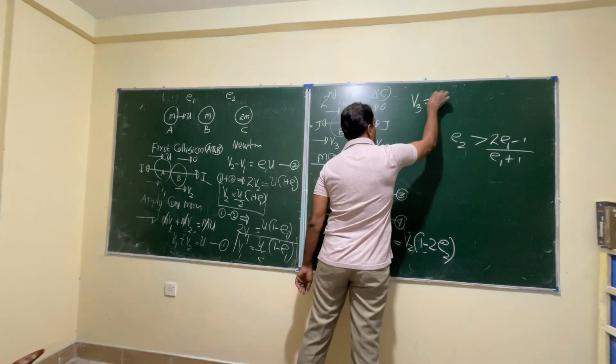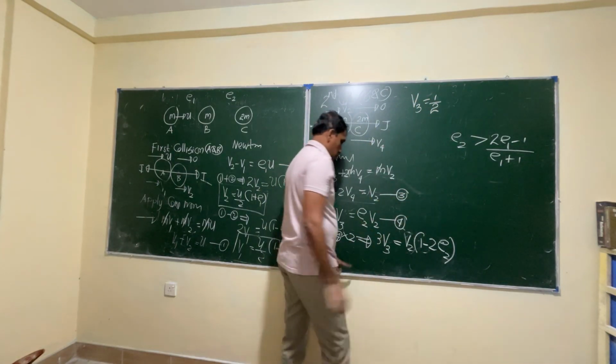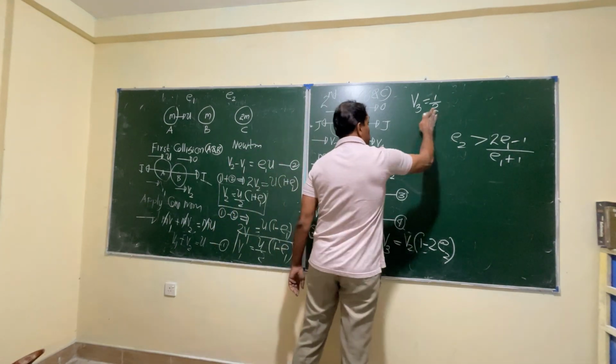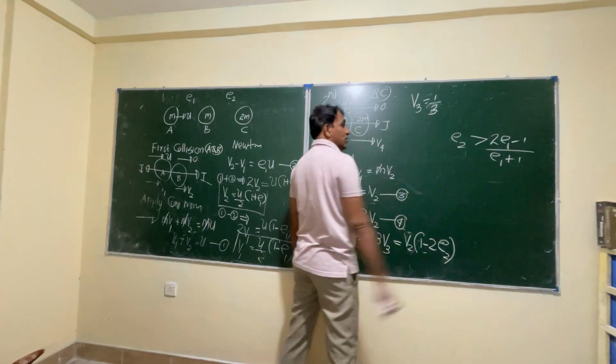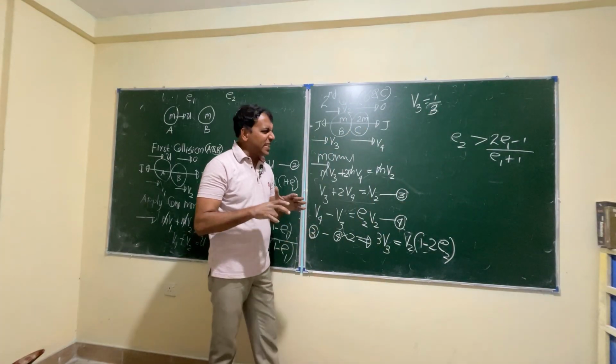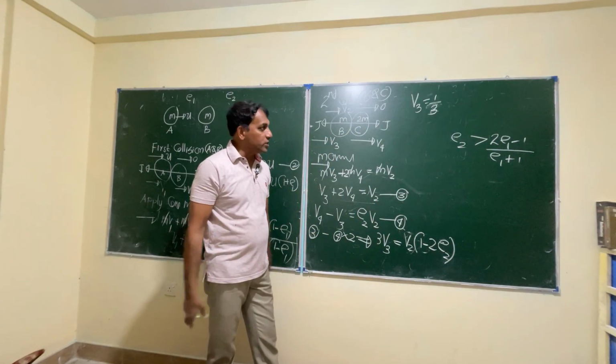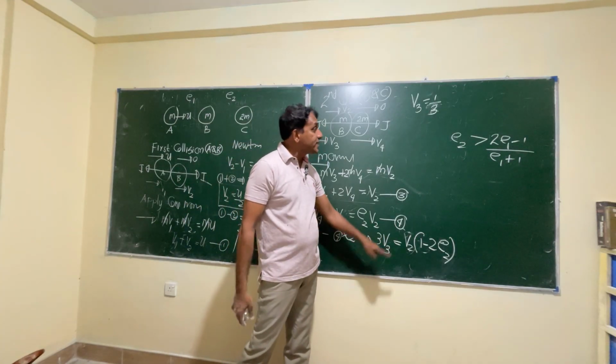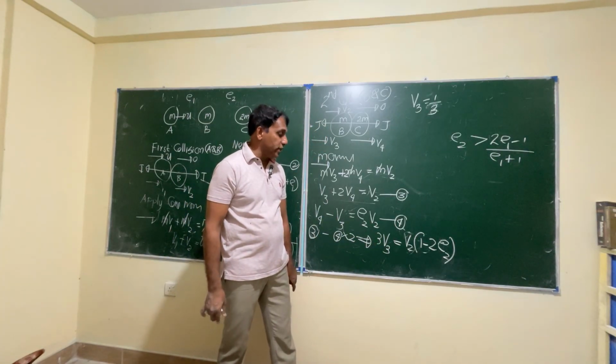V3 equals half into... not half, one third into. This is an unedited video of my classroom, how I'm teaching in the classroom. I have spread similar questions across this YouTube series. So V3 is 1/3 V2, yes.